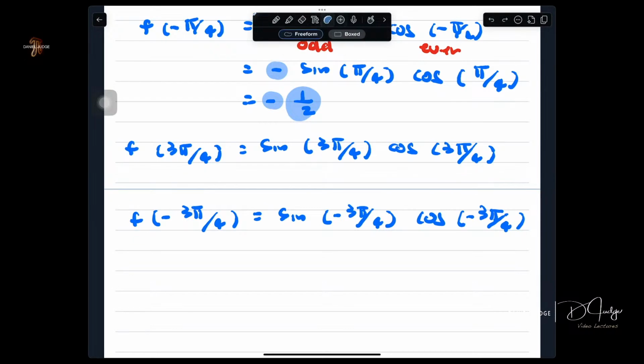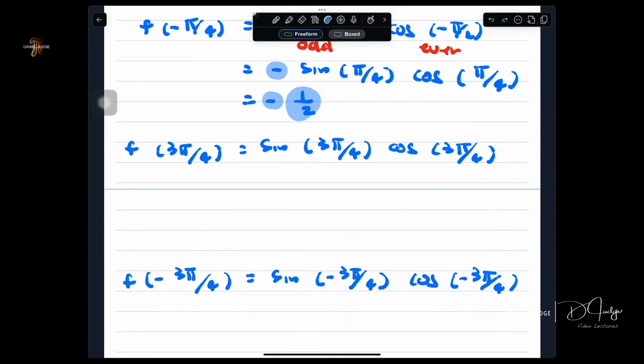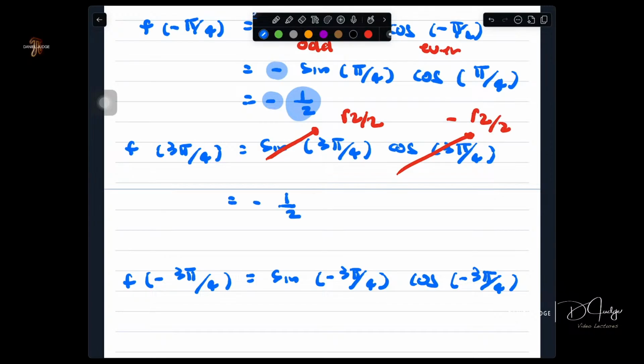Now let's remember 3 pi over 4 here. All right, so like pi over 4, 3 pi over 4 is in quadrant 2, all students. So sine is positive, square root of 2 over 2. Cosine, though, will be negative. So positive times a negative will give you a negative. So at 3 pi over 4, we'll have a negative 1/2.